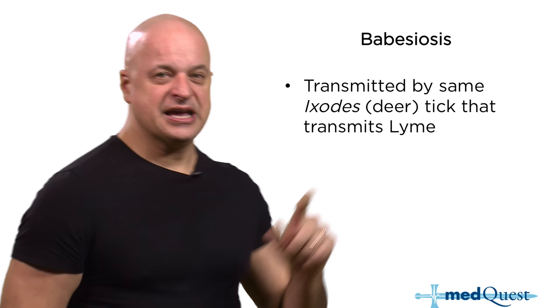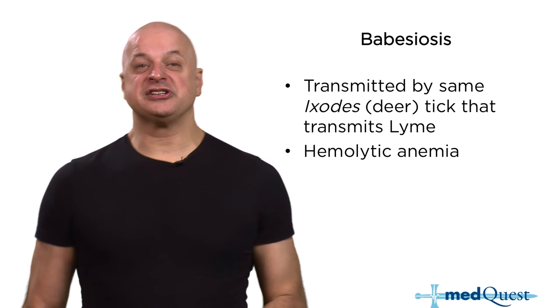Babesia comes out of the same sick tick that transmits Lyme, the Ixodes tick. Three things can come out of this Ixodes tick: Babesia, Lyme, and what's the third thing? It is Ehrlichia. The three things that can come out of that Ixodes tick are Lyme, Babesia, and Ehrlichia. And Ehrlichia doesn't cause hemolysis, Babesia does.